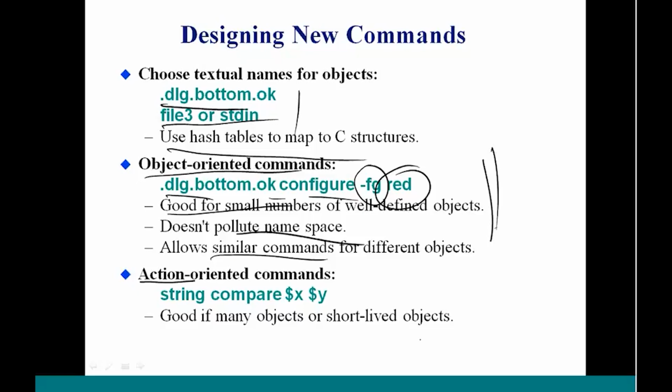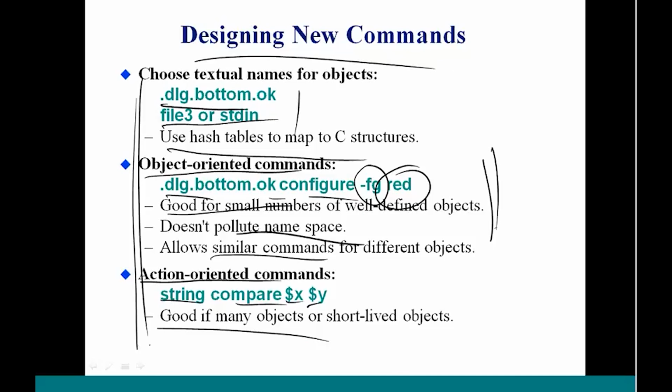And then the third category is the action-oriented command, which is string compare $x $y. This one is good if there are many objects or short-lived objects. So again, when you design a new command, make sure that your considerations go through these three things.